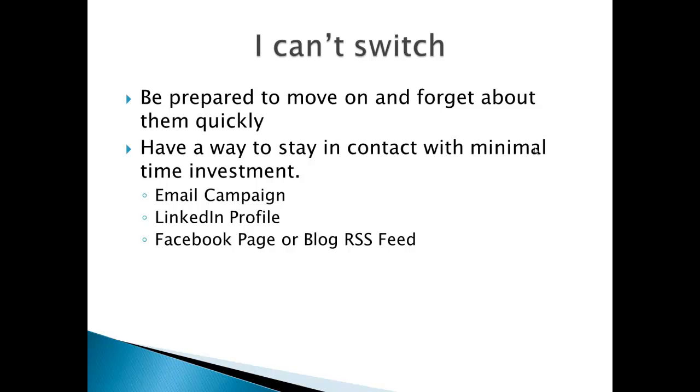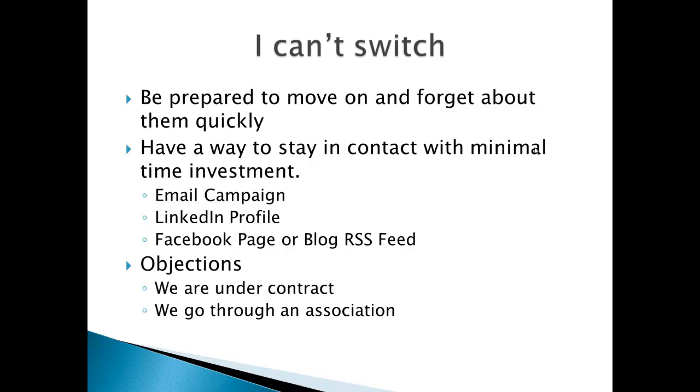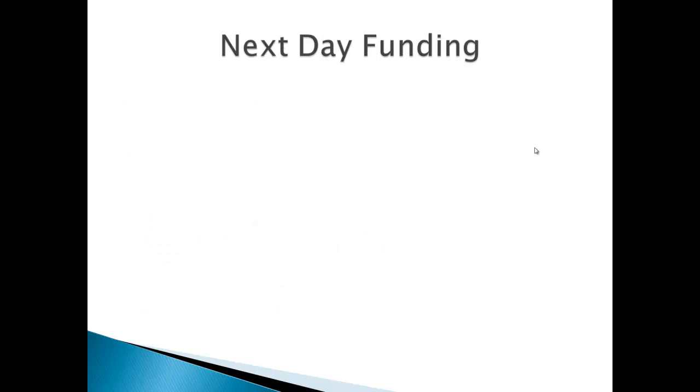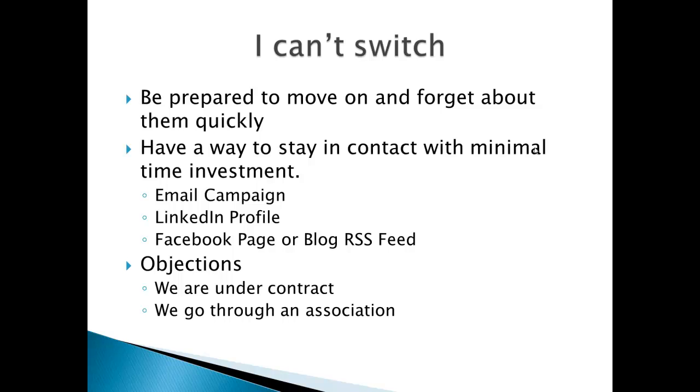Have a Facebook page or a blog. That's a little later on in your business, but you can start building a blog with an RSS feed, ways to stay in contact with people that say they can't switch. There's really two objections that we got for this one. One is that they're under a contract, which I already dealt with. The other one is we go through an association. The one about being under contract, I already dealt with, the 3-year agreement: why do you think they made you sign a 3-year agreement, go that route.